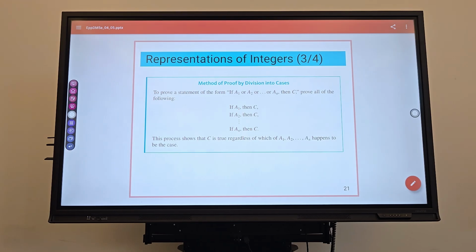Method of proof by division into cases. To prove a statement of the form if A1 or A2 or ... or An, then C, prove all of the following: if A1, then C; if A2, then C; and so on up to if An, then C. This process shows that C is true regardless of which case happens to be the reality.